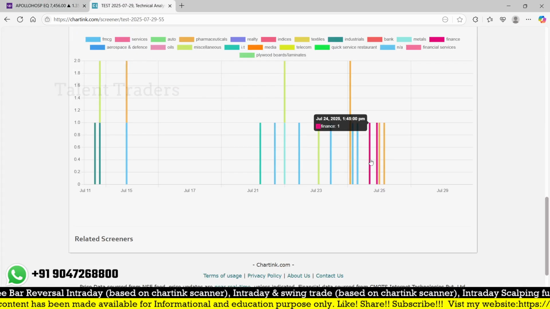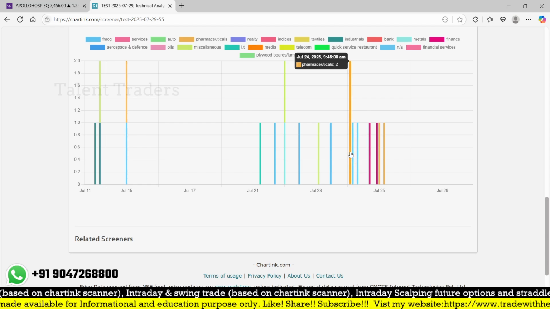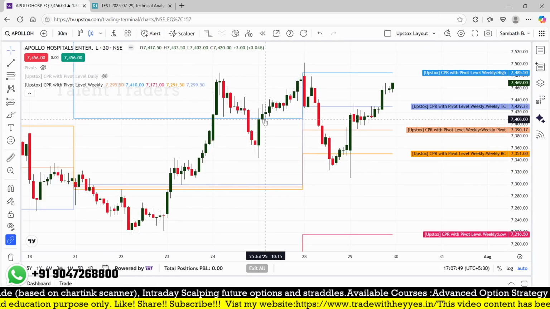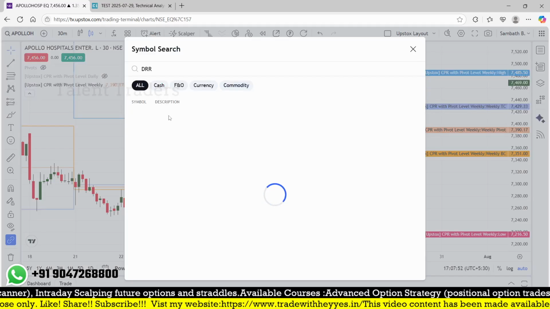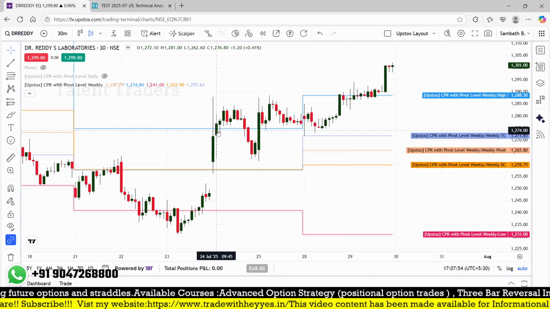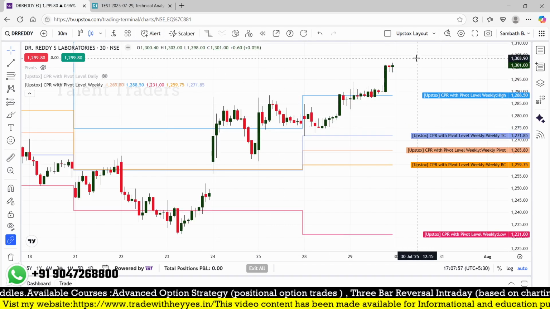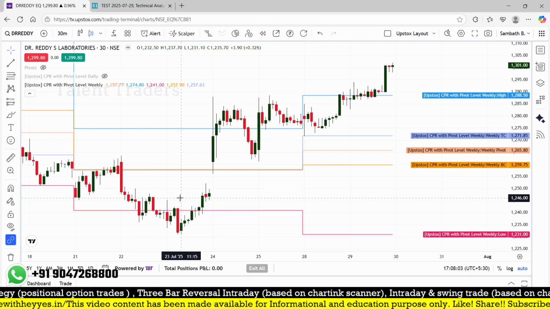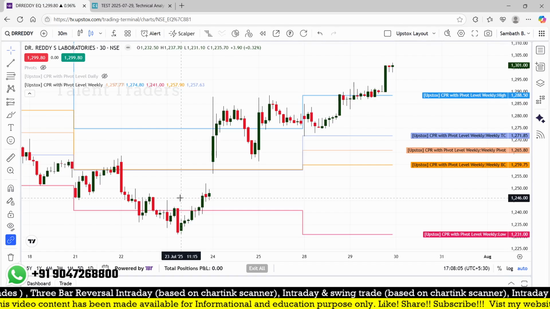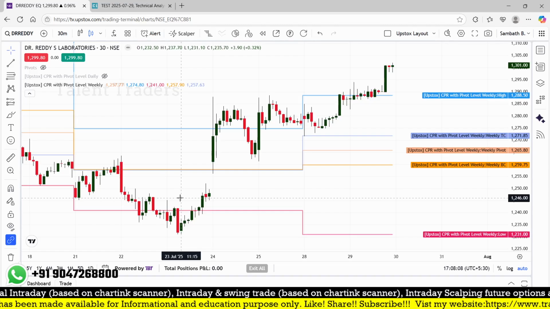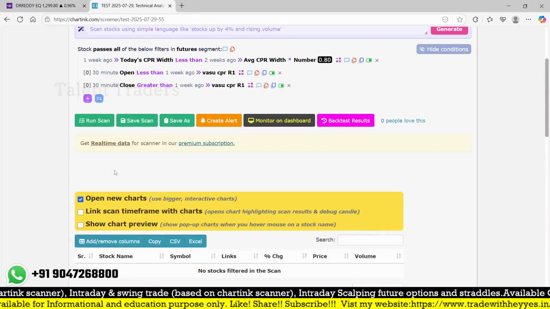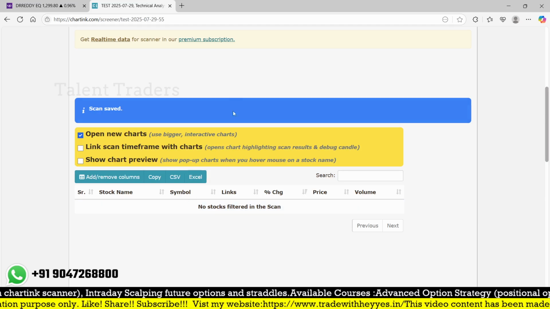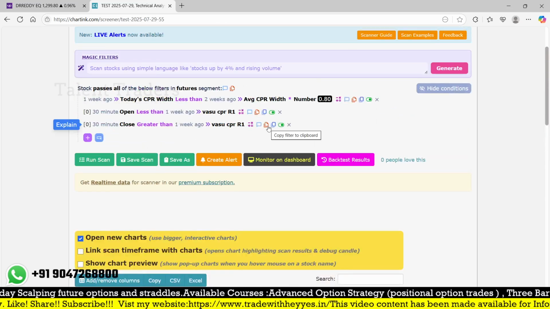Same stock. Here 9:45, Dr. Reddy and Apollo. This is the first-time breakout, and this is the second-time breakout. Dr. Reddy, this is the point where it is broken, and let us keep continuing. If you look at the weekly very tight range CPR, after that we are looking for the R1 breakout or an S1 breakout. This will fetch you the S1 breakout and the previous one, which breaks the support level, and this will fetch you the R1 breakout.